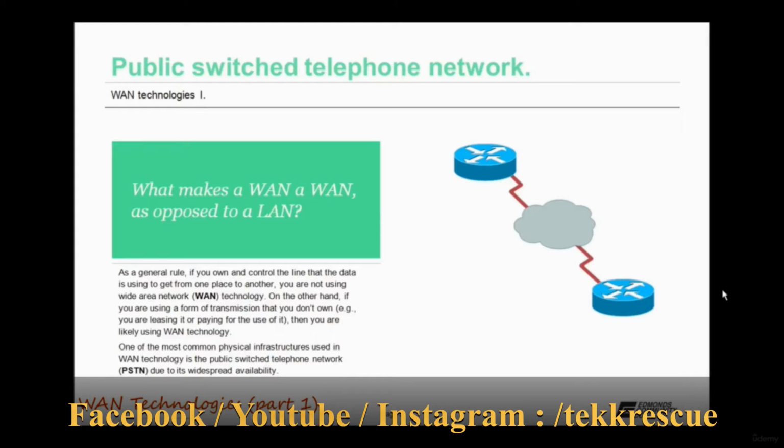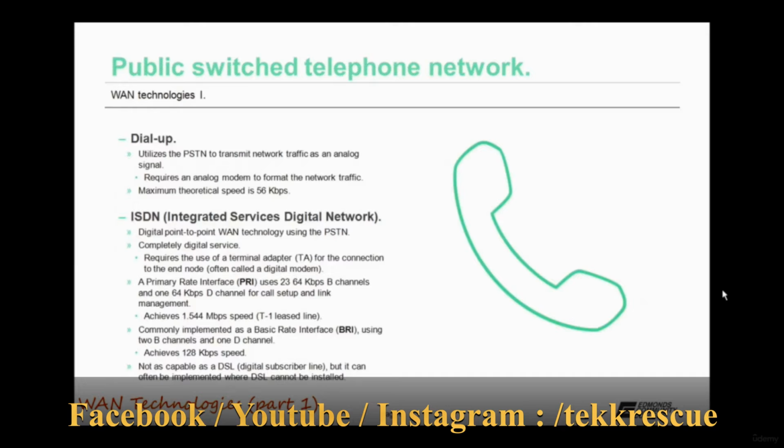One of the most common physical infrastructures used in WAN technology is the public switched telephone network, the PSTN, due to its widespread availability. Just about everybody has a telephone line being run to their house or to their building. An older technology, but still somewhat valid today for WAN technology, is dial-up.